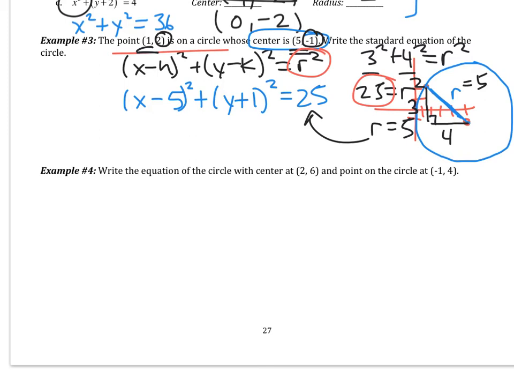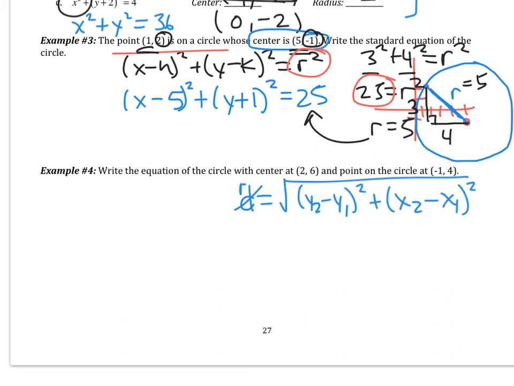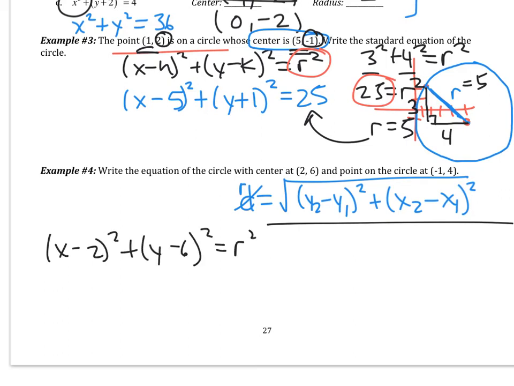To check for understanding, example number 4 is pretty much the same thing. They just give you two different points. See if you can do that one. The distance formula is here if you need it. You should at least have (x minus 2) squared plus (y minus 6) squared equal to r squared. Yes? A bunch of you got 13.